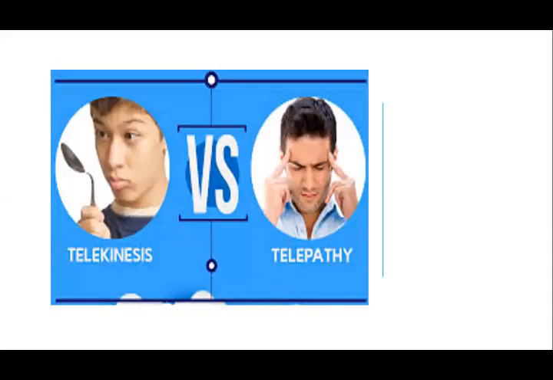Telepathy is mind over mind. You can alter the thoughts, you can alter the emotions of someone. Whereas in telekinesis, you are putting focus on inanimate objects, on physical objects, and you're altering their properties.